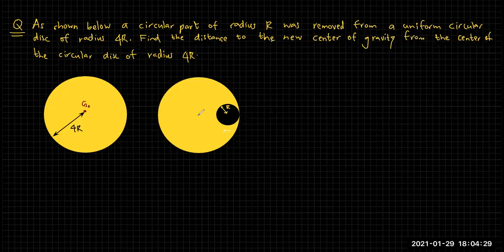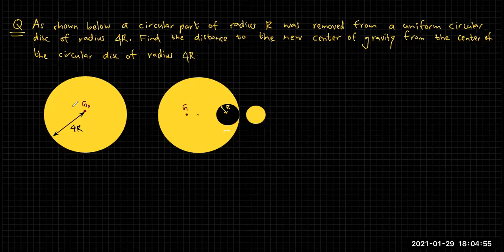Now the new center of gravity, from G0's position, would have moved a little towards the left. I'll take it as G. Why? We are removing mass from the right side. Therefore, the center of gravity will shift a little to the left side. There are three parts we will have to take into consideration: the large circle, the small circle, and the remaining part.